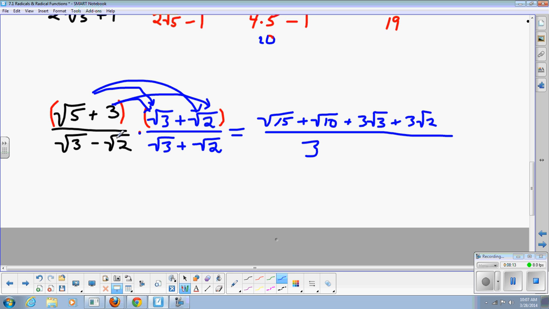Those cancel. So now I'm going to do the negative square root of 2 times the positive square root of 2, and I get a minus 2. 3 minus 2 gives me a nice easy answer.